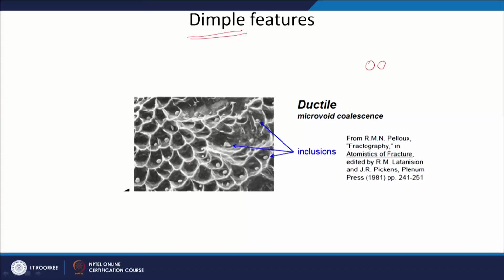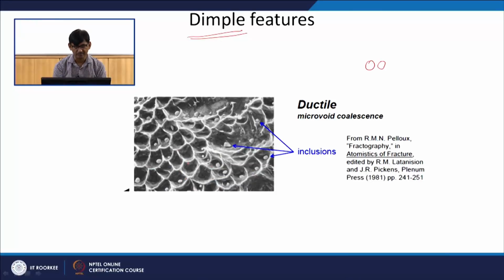So, you have one micro void like this, another micro void like this, and whatever material is remaining between them, that is a very thin, small volume of material, that will shear out. Because of that you get this raised portion here. So, this is a typical dimple fracture.